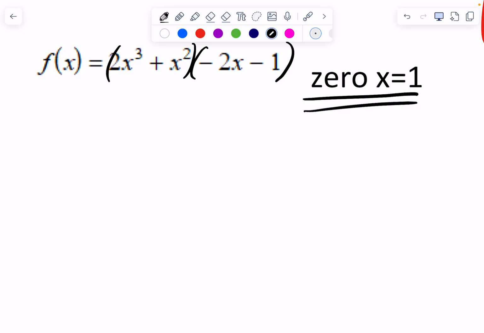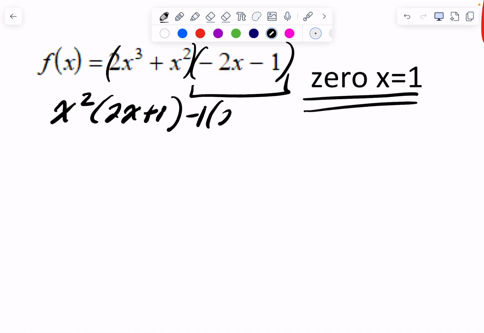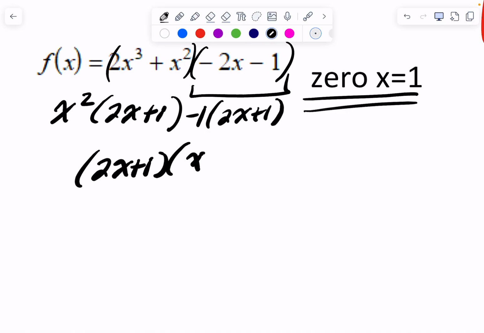Yeah. X squared. Pull out an x squared. Left is 2x plus 1, yeah? Pull out a -1. Left is 2x plus 1. Pull out our 2x plus 1. Left is x squared minus 1. I mean, that's why we have all these tools in our toolbox to make our life easier.